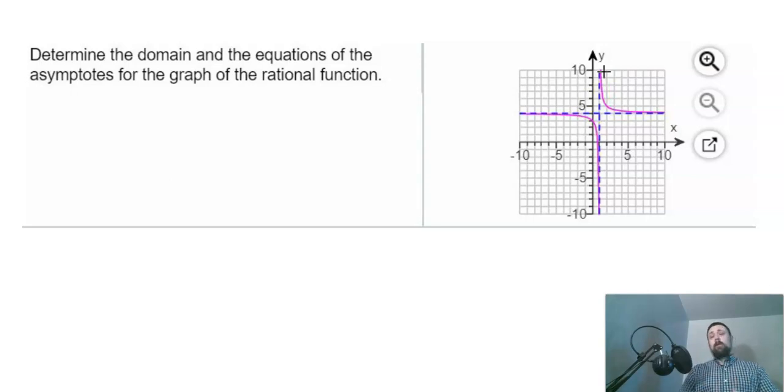They're not actually part of the graph, but it's nice to be aware of their existence. And so we sometimes will draw them in as dashed lines so we can see those invisible lines because they're kind of like boundaries. They're like barriers that contain the graph. And the graph is going to approach those lines without crossing or touching.